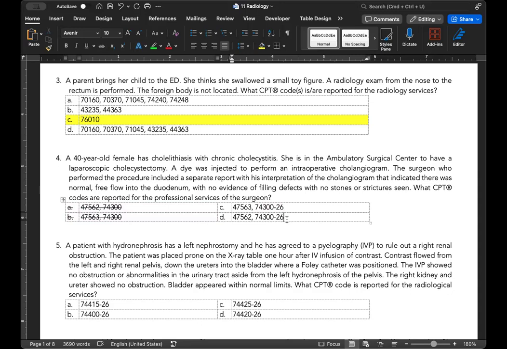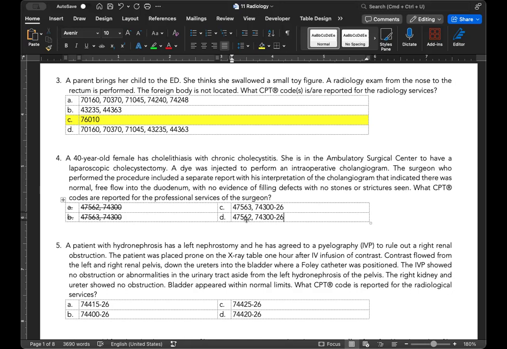Okay. So now all we have to do is just rule out between 47563 and 47562. Yes. So Sylvia, you're right. So that keyword of the fact that it is in the ambulatory surgical center, that's telling us another component that we know that the physician did not own the equipment. Yep. So I am flipping to 47563 and 47562.